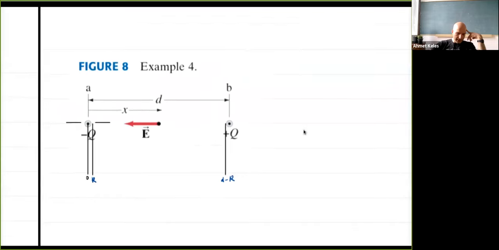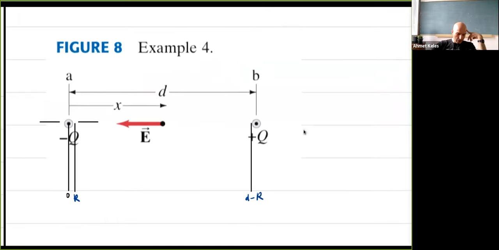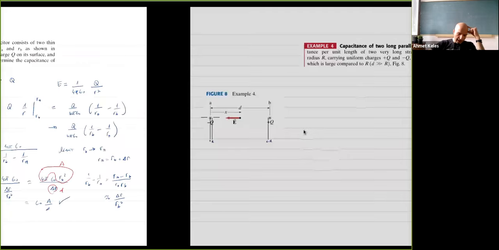So the geometry is something like this. Let's call this wire 0. The radius here is r. There's some point we are interested in, call it x. And the second wire is at d, and its edge is at d minus r because its radius is r. Okay?